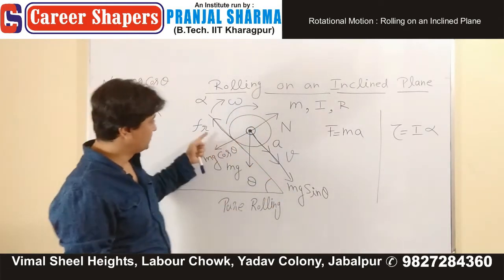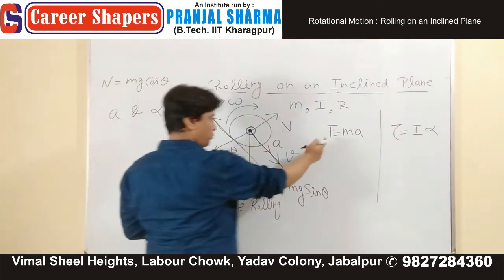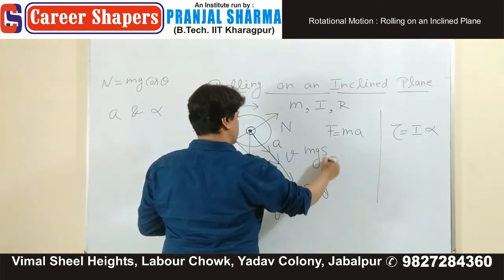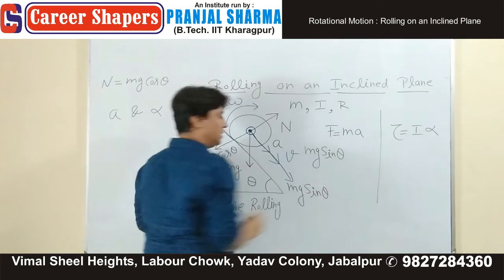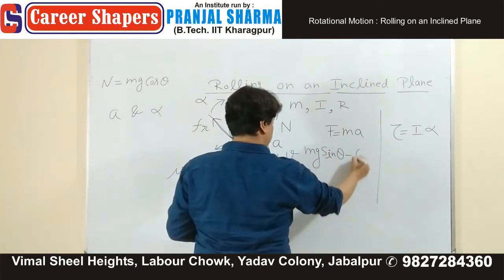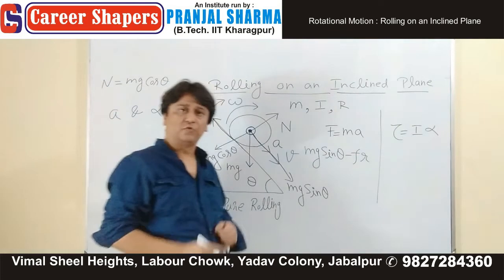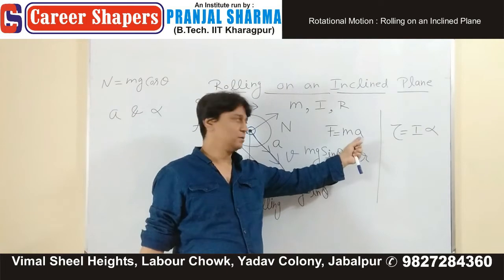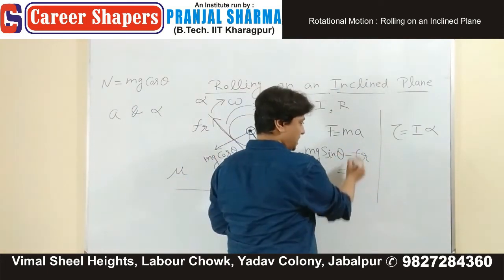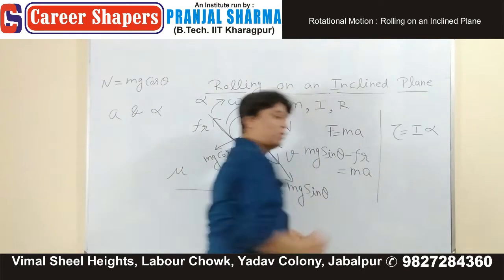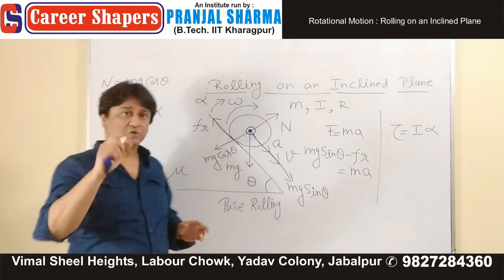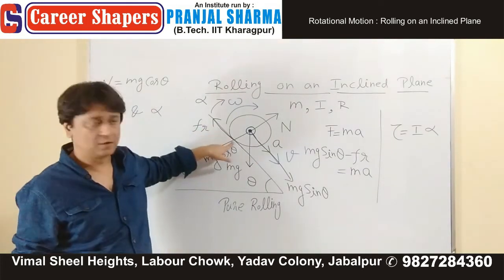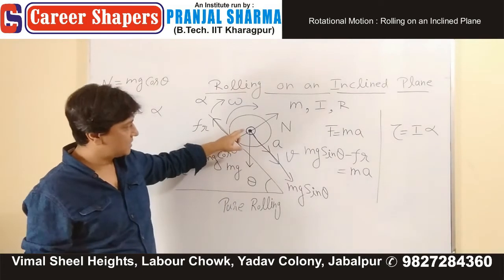mg sin theta is being opposed by fr, and that's how you write F. What is F? mg sin theta minus fr. This is the net force. Net force is equal to what? Mass into acceleration. So mg sin theta minus fr is m into a. Look at this interesting thing: fr is acting over here at the contact point, mg sin theta is acting at the center of mass.